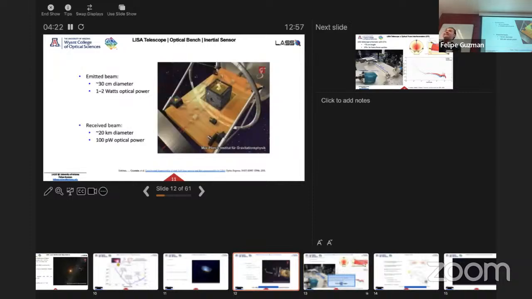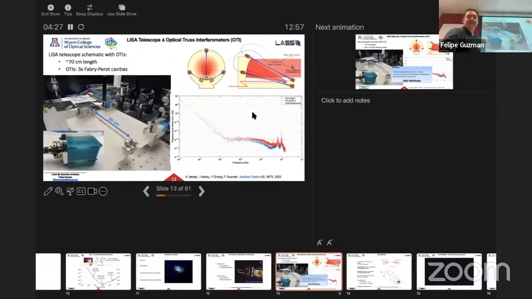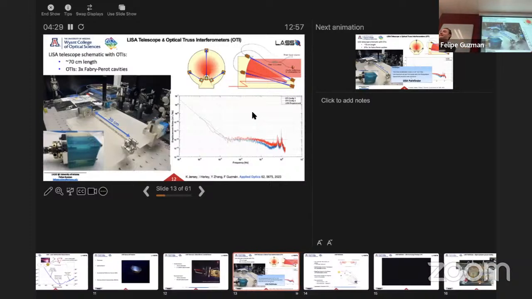I have a question for Felipe, because I saw the optical truss, and when I saw this together with this picture, the last part, let's say the cavities at the end, they are in contact with the space directly. So in terms of constraints, I don't know if that imposes restrictions or requirements on these cavities.